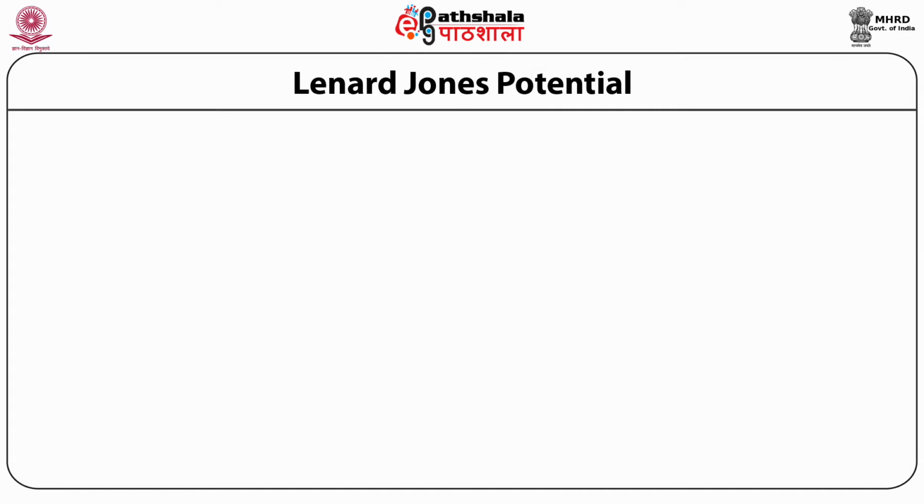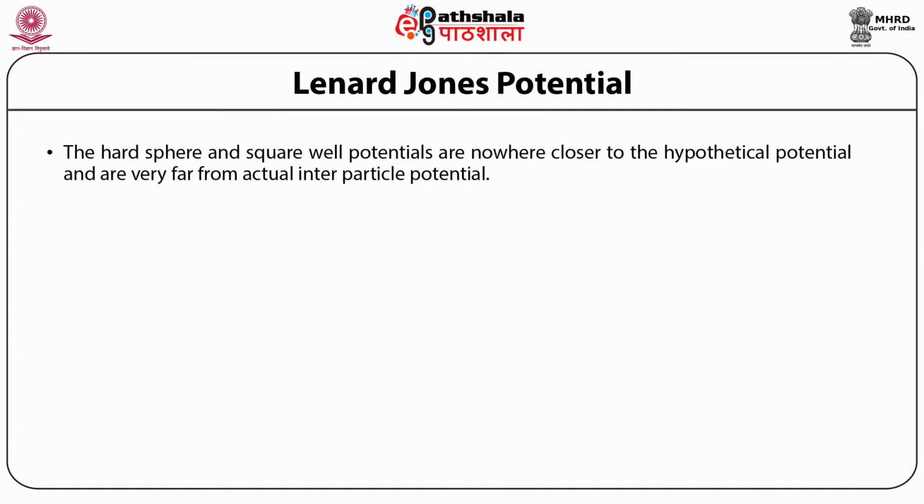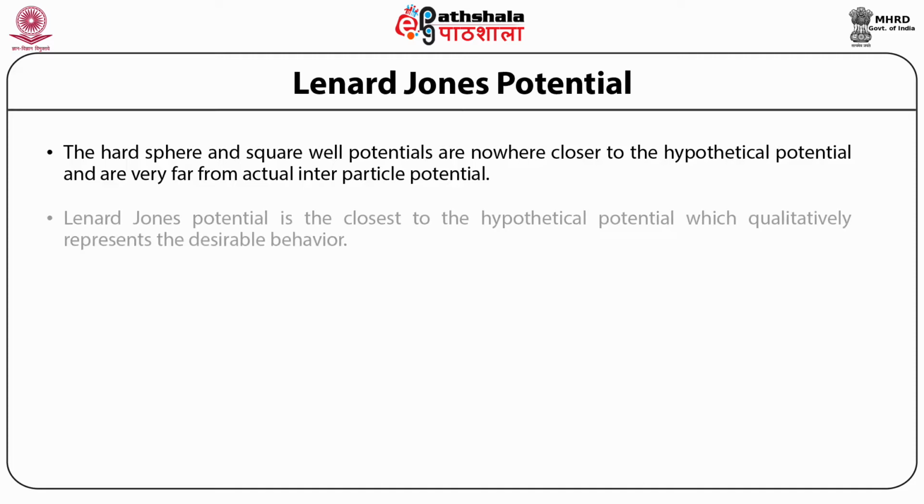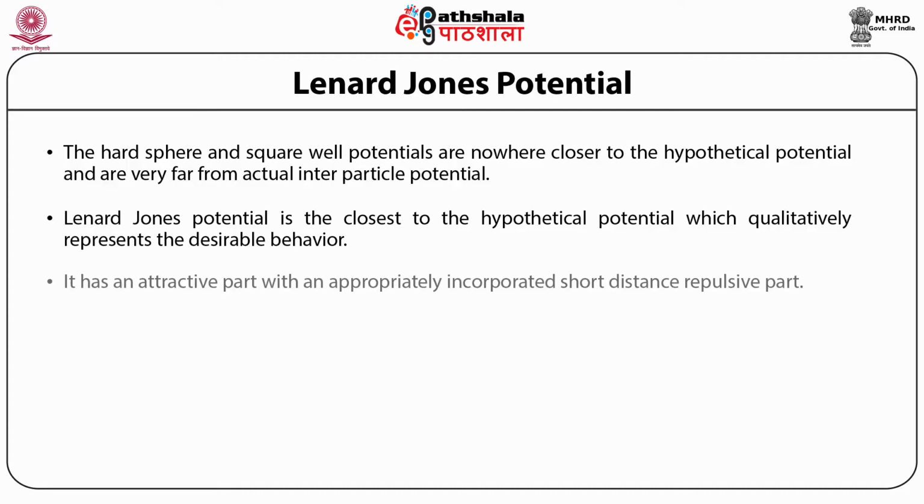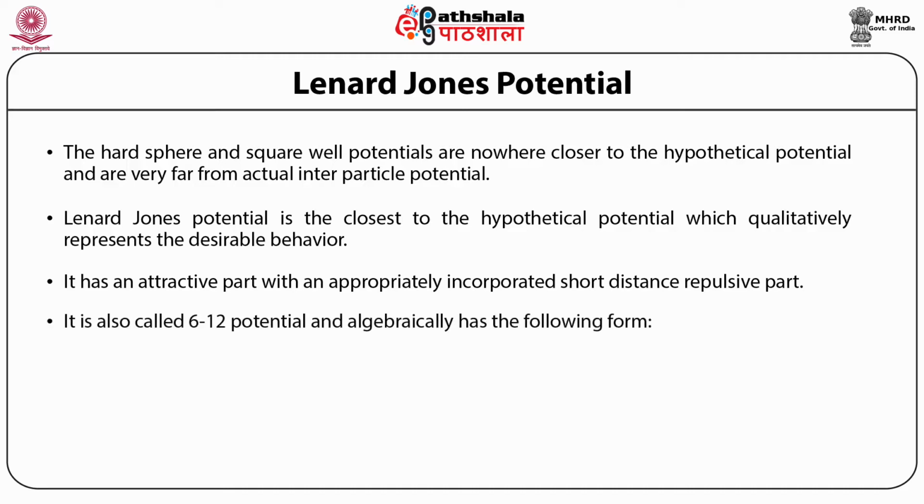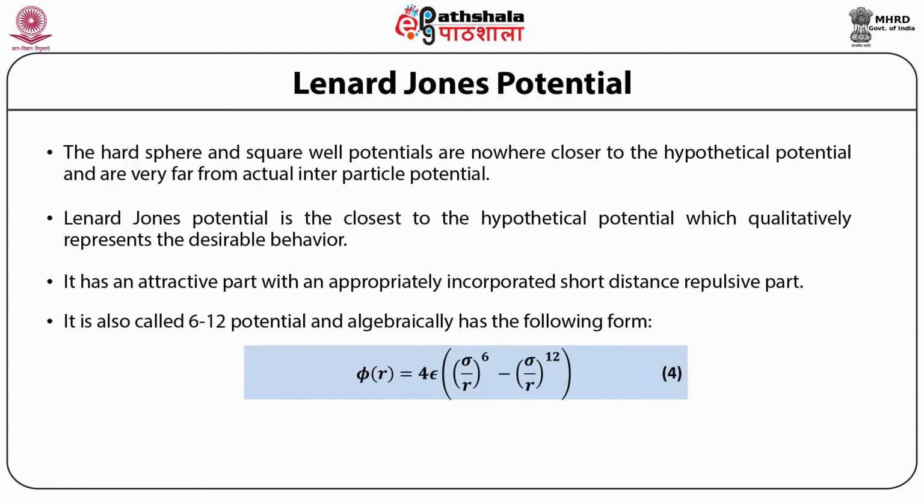Lennard-Jones potential. The hard sphere and square-well potentials are nowhere close to the hypothetical potential and are very far from the actual interparticle potential. The Lennard-Jones potential is the closest to the hypothetical potential, which qualitatively represents the desirable behavior. It has an attractive part with an appropriately incorporated short distance repulsive part. It is also called the 6-12 potential and algebraically has the following form. Phi(r) equal to 4 epsilon multiplied by sigma upon r raised to power 12 minus sigma upon r raised to power 6. It has a minimum at r equal to sigma.